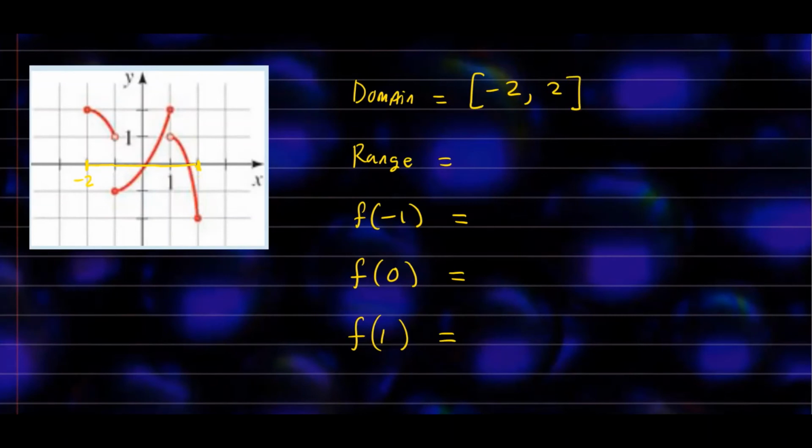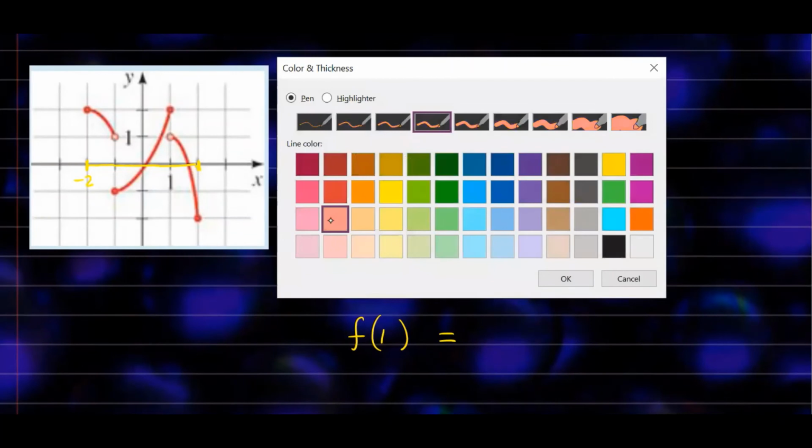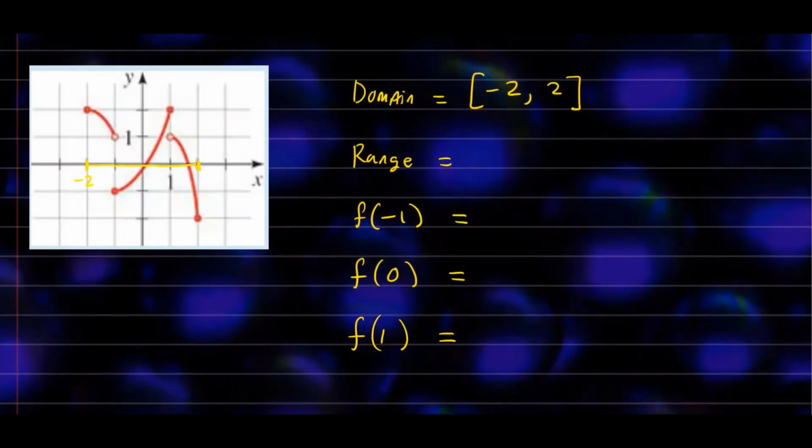Now, what about the range? So the range is the set of y values. So for y values, it looks like the lowest the function goes is right here. That's -2. And the highest, the graph exists in all of this all the way up to here. So that would also be 2. So that's the domain and range for this graph.